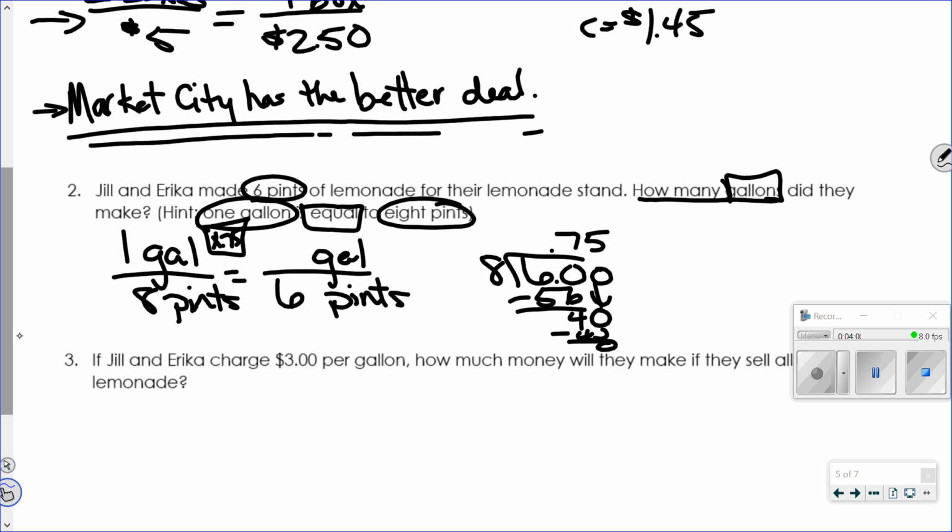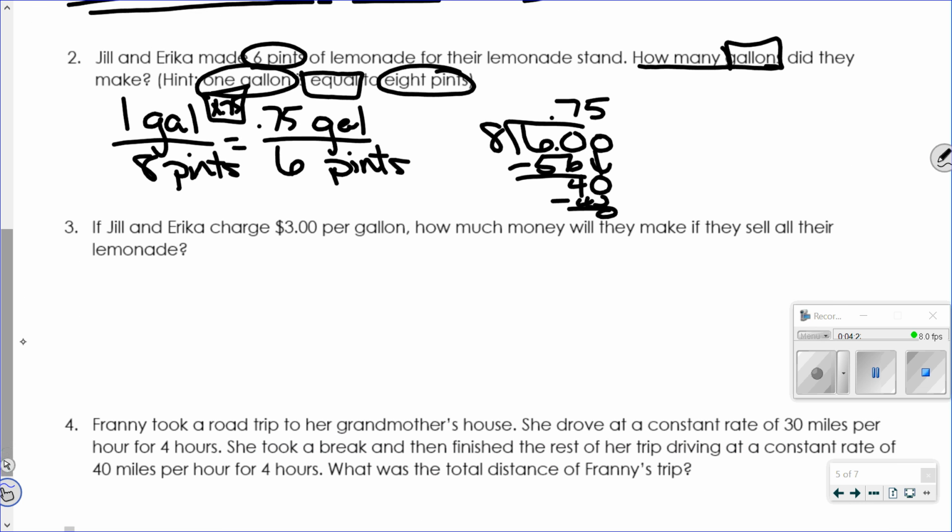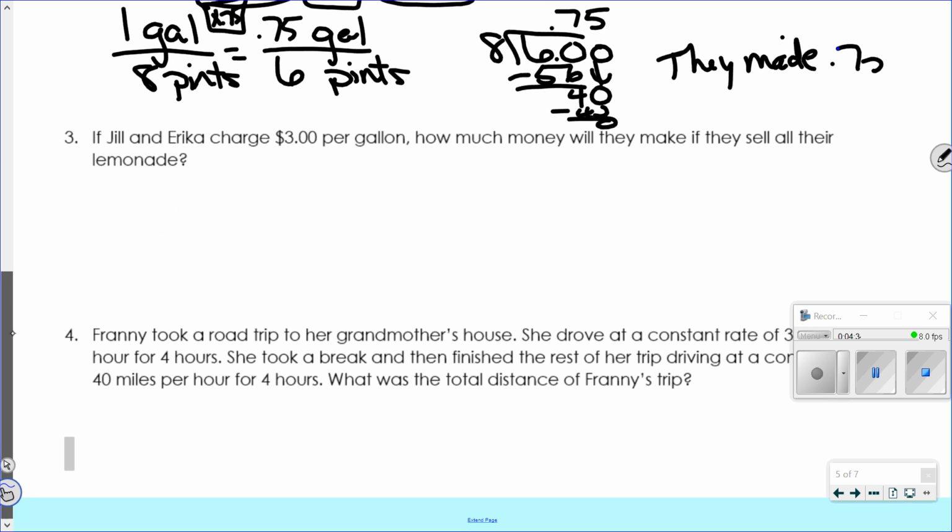So what's 1 times 0.75? 0.75. 1 times anything is that number. Doesn't matter if that number is 20, a million, or 0.75. 1 times 20 is 20. 1 times a million is a million. 1 times 75 hundredths is 75 hundredths. Okay? So, let's answer the question. They made 0.75 gallons.